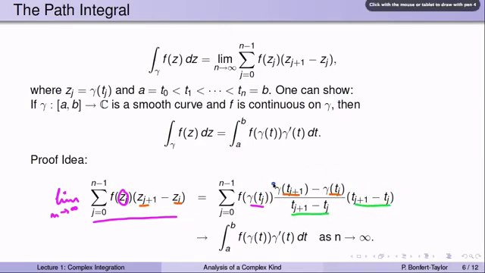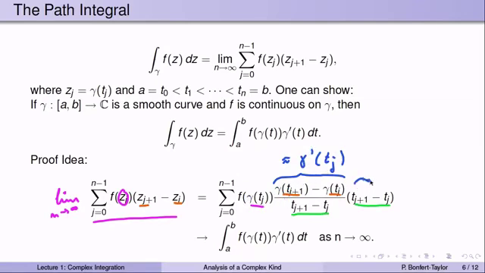But now, if you look at this term right here, as you make tj plus 1 and tj closer and closer to each other, this approaches the derivative, gamma prime of tj. This is approximately the derivative gamma prime of tj. So the sum is over f of gamma of tj times gamma prime of tj times tj plus 1 minus tj. We often call this delta tj. In the limit, this goes to the integral from a to b of f of gamma of t times gamma prime of t dt.